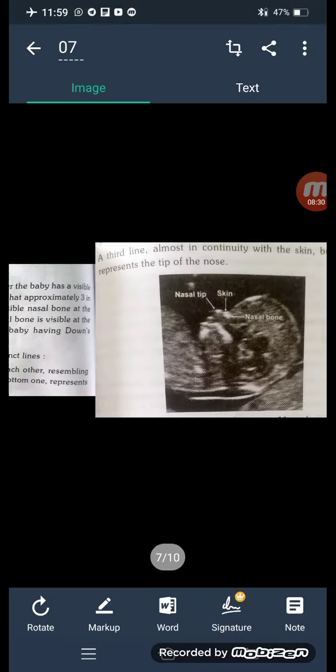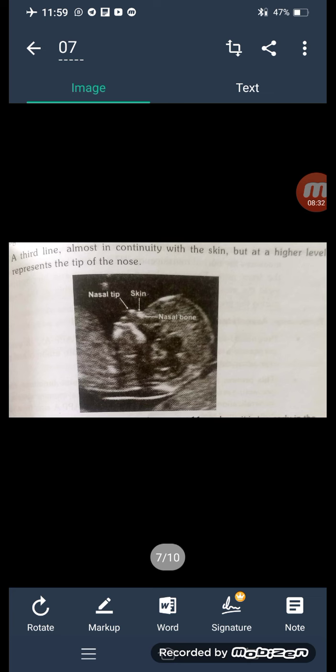And the next one, the third line, is almost continuous with the skin but at a higher level, and represents the tip of the nose. So the tip of the nose is presented higher. This leads to identifying the chance that any genetic abnormalities are present in the baby.